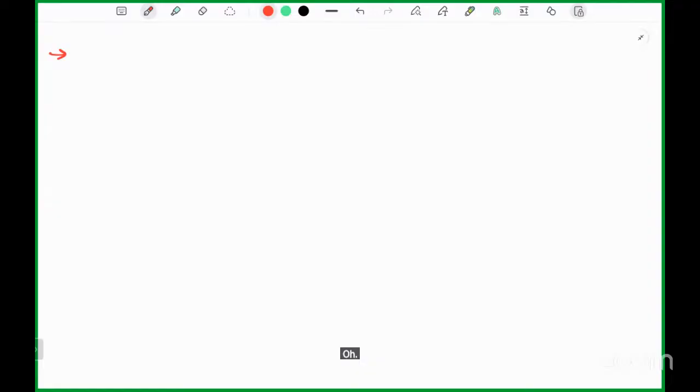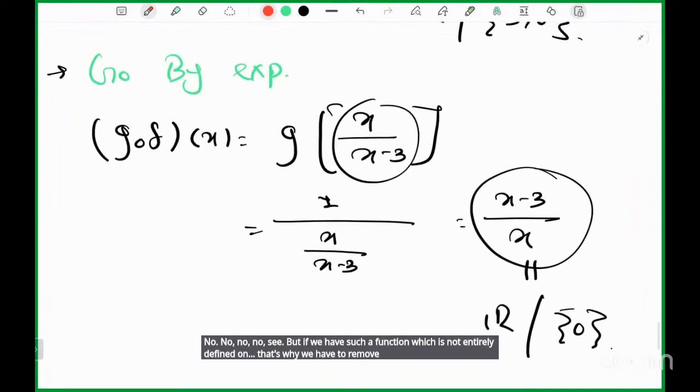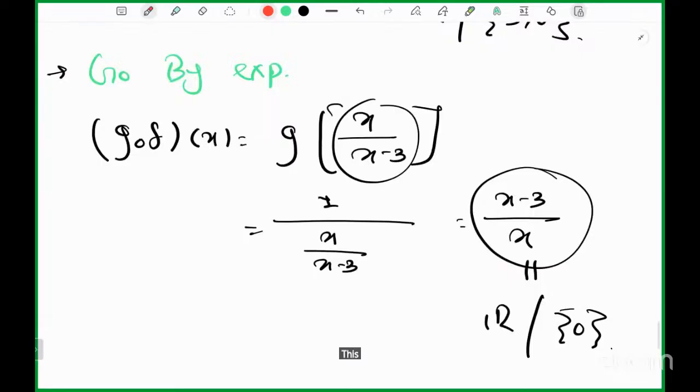Correct. So in that sense, but if the range of f of x involves some point where g is not defined... Did you understand my question? Since you said the range of f of x, then all of the range of f of x should have g of f. No. See, but if we have such a function which is not entirely defined, that's why we have to remove one point so that this g of f of x makes sense. Okay. That's why we have to remove.